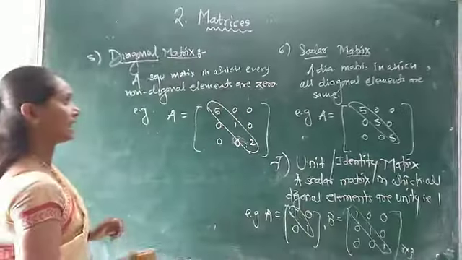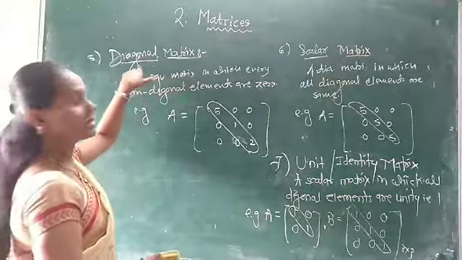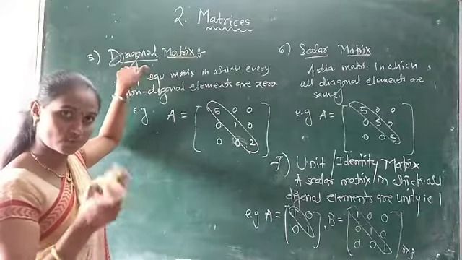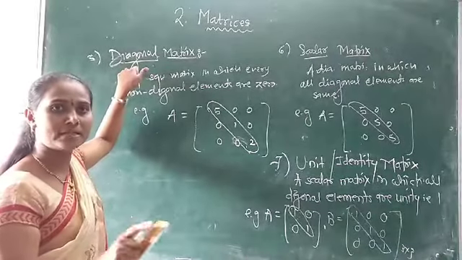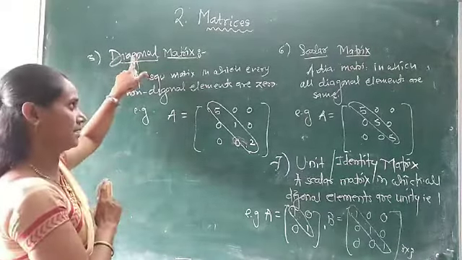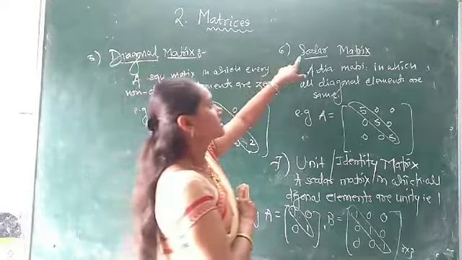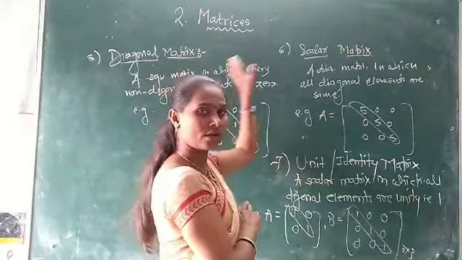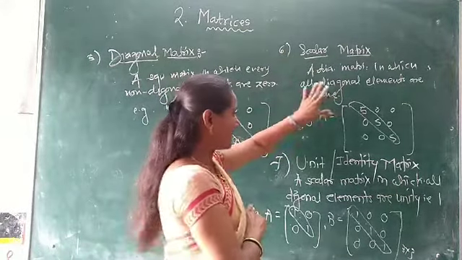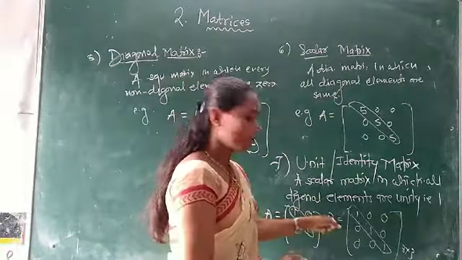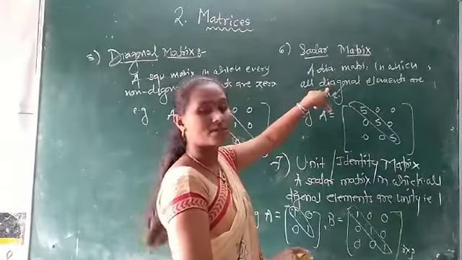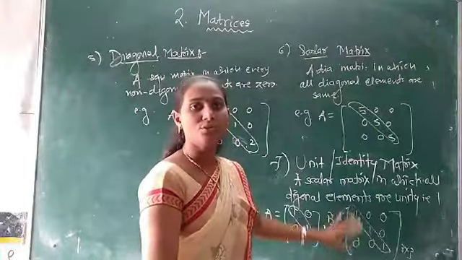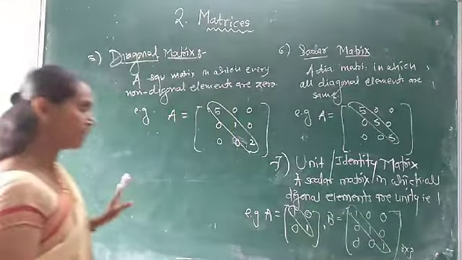Now remember that every diagonal matrix is a square matrix, but a square matrix need not be a diagonal matrix. Now next one, a scalar matrix is a diagonal matrix, but a diagonal matrix need not be a scalar matrix, and every unit matrix is a scalar matrix, but a scalar matrix is not a unit matrix. Remember this type of matrices.